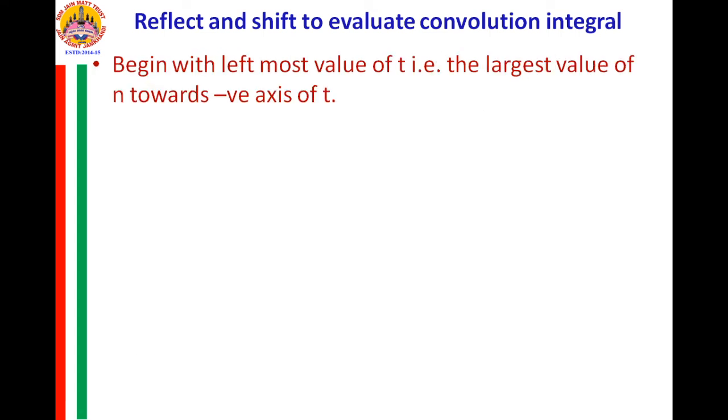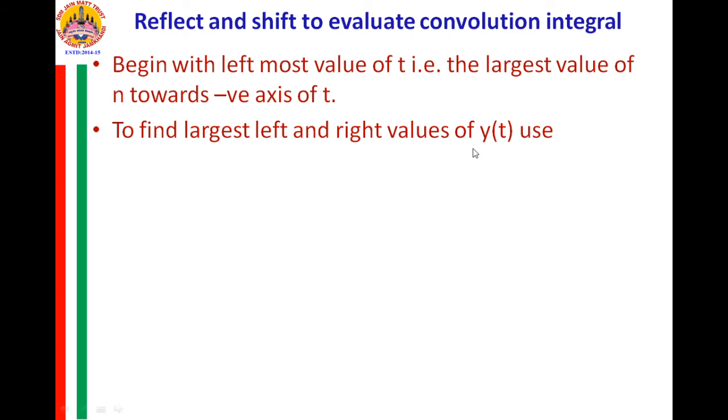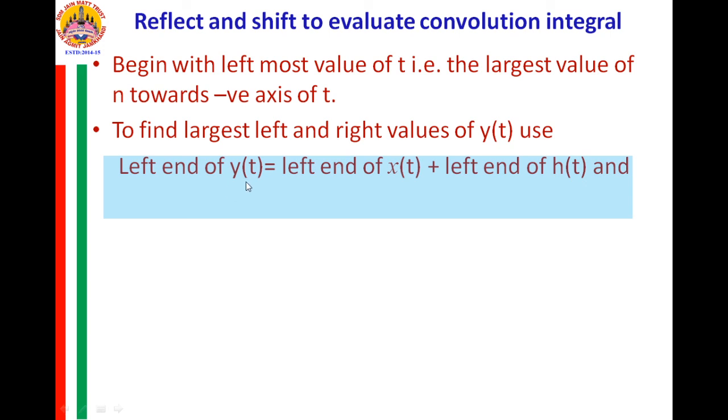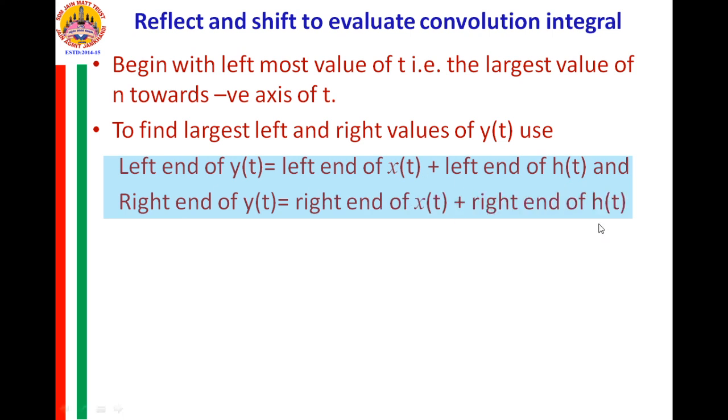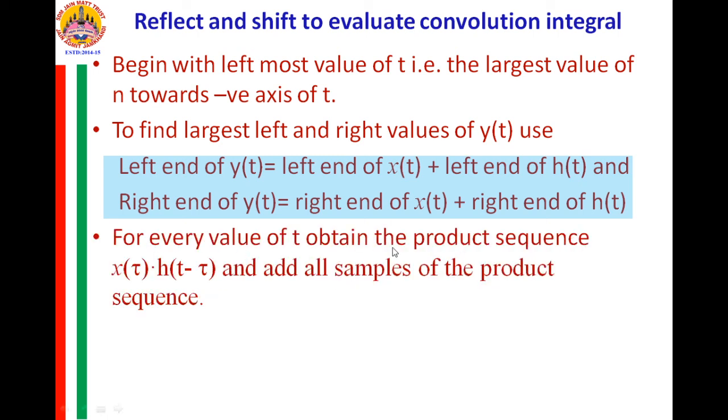So, to begin with, we have to start with the largest value of t towards the negative axis. To find it, use this expression: the left end of y of t is equal to the left end of x of t plus the left end of h of t, and the right end of y of t is equal to the right end of x of t plus the right end of h of t. Once you obtain the left end and right end, you have to evaluate the convolution integral between these bounded values. In this bounded range, you can divide it into various regions and integrate the expression. For every value of t, we have to obtain the product signal x of tau into h of t minus tau, and not add, we have to integrate this product signal.